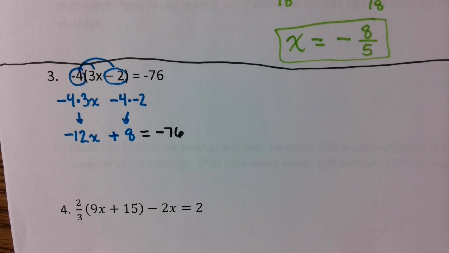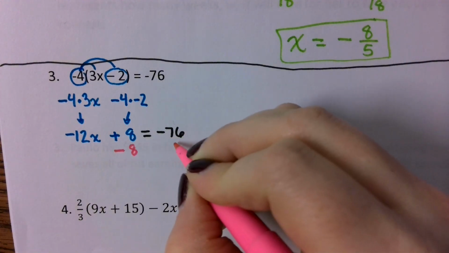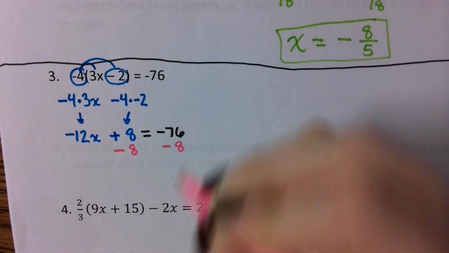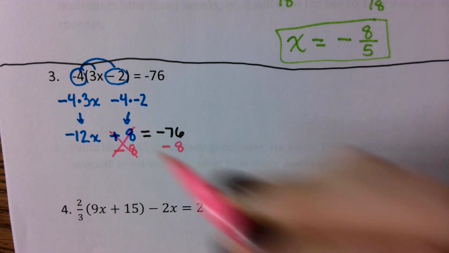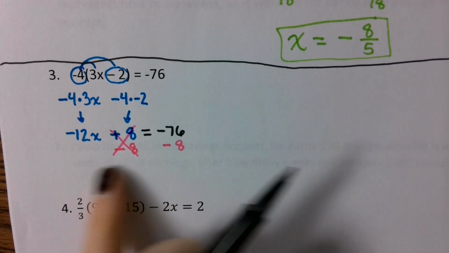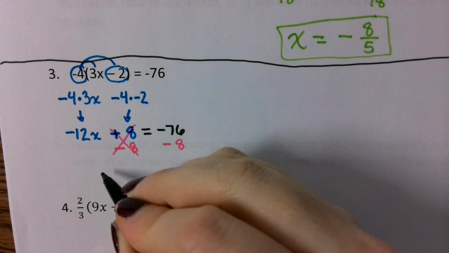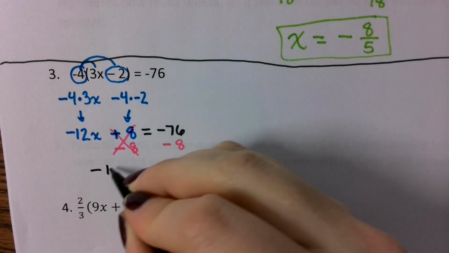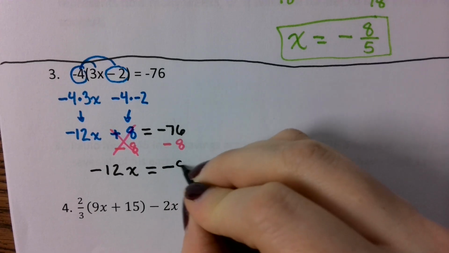Negative what? -8. Or instead of saying -8, because it is an operation, we are subtracting 8. So we're going to subtract 8 from both sides. We can box it and cross it now. So what are we left with? What is our new equation going to be here? Coven? Good. -12x is equal to -84.